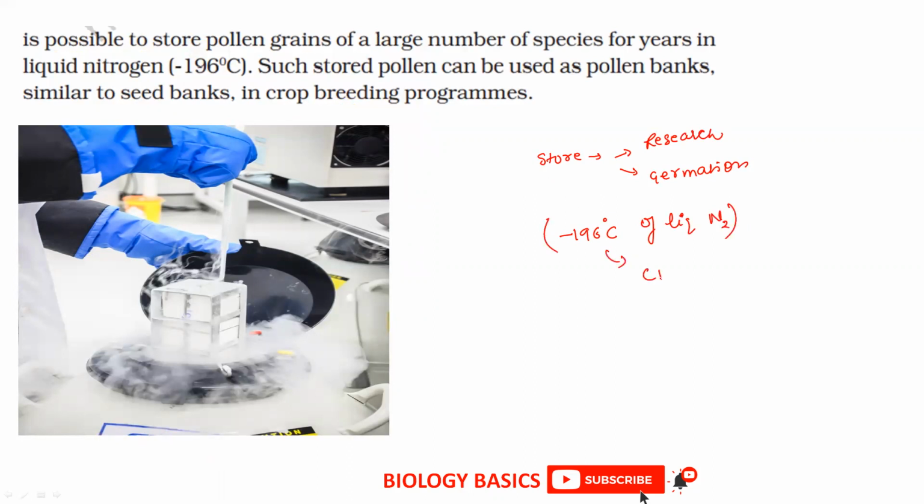this can be termed cryopreservation. This is important. It means you are storing the pollen grains and you want to use them for various other purposes. That process is known as cryopreservation. As you can see, the pollen can be stored in liquid nitrogen at minus 196 degrees Celsius, and the stored pollen can be used as pollen banks, seed banks, as well as in crop breeding programs.